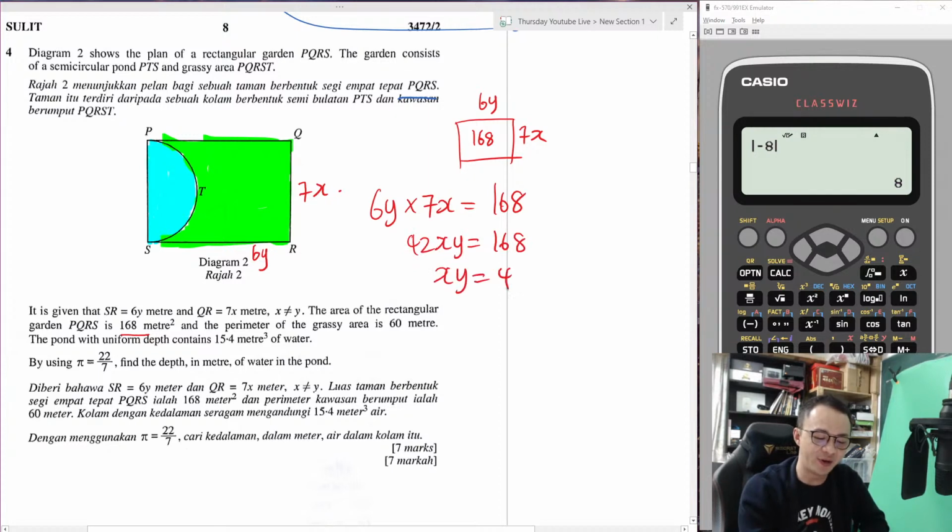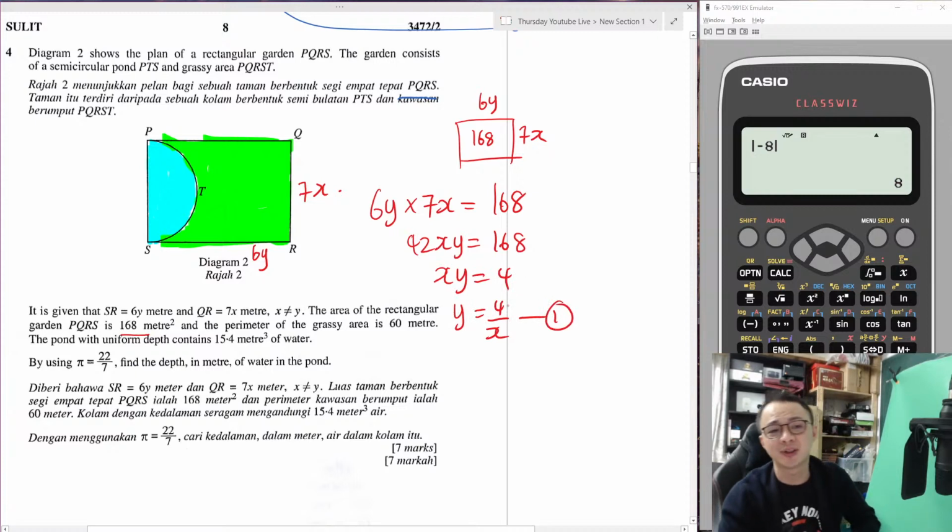xy equals 4, so y equals 4 over x. I will call this my first equation. I get this equation from the area given. And the perimeter of the grassy area is 60 meters.